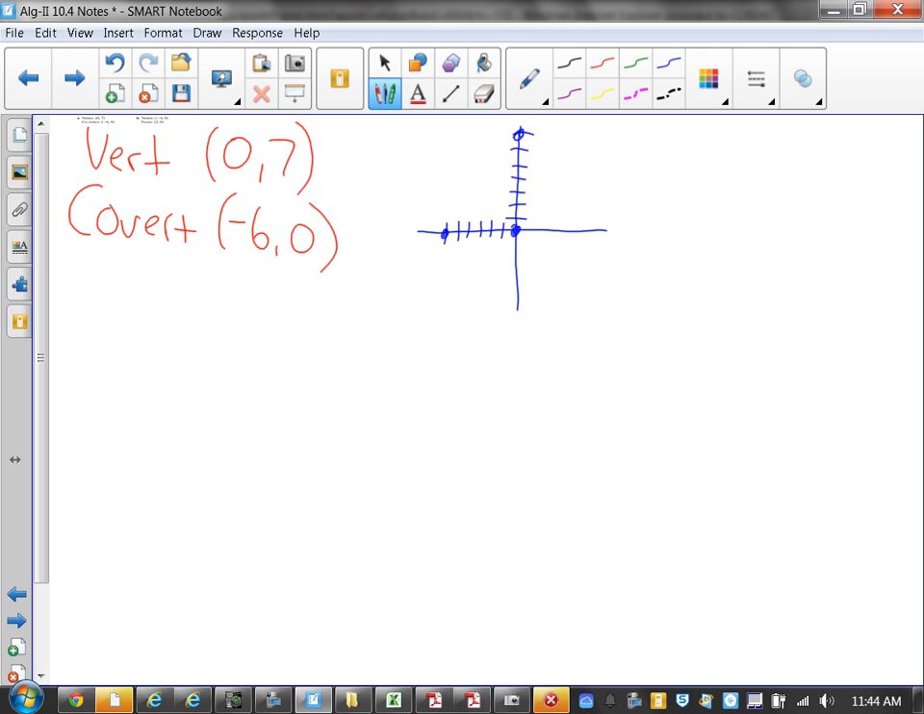Therefore, the distance from the center to my vertex is known as A. Very good. So that's my A value. A is 7. B is 6. And you're right, the distance here is still 6, even though it's negative, it's just going that direction. Distance is absolute value stuff.